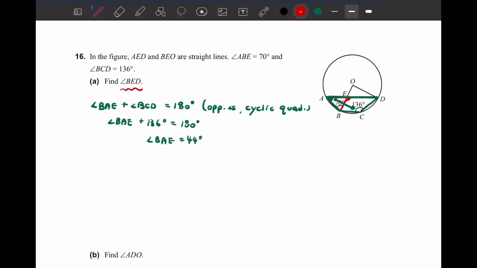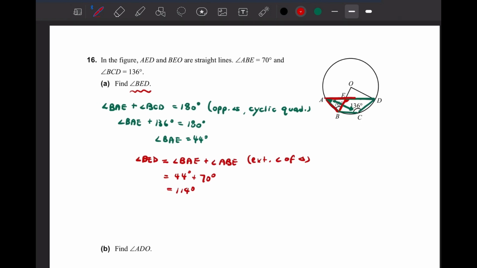Okay, so once you got that, then you can use the exterior angle of triangle to find your answer. So angle BED is equal to BAE adding ABE, exterior angle of triangle, and then 44 adding 70 is equal to 114. Okay, so therefore, when you want to use that cyclic quadrilateral, make sure that it is actually a cyclic quadrilateral first.